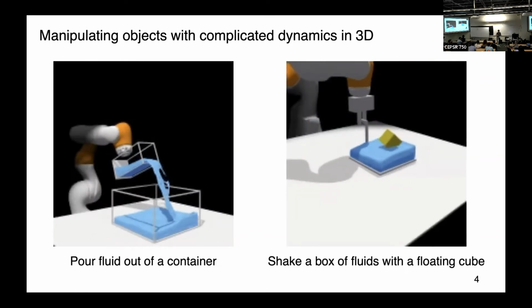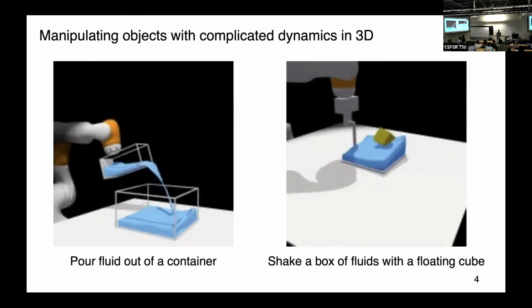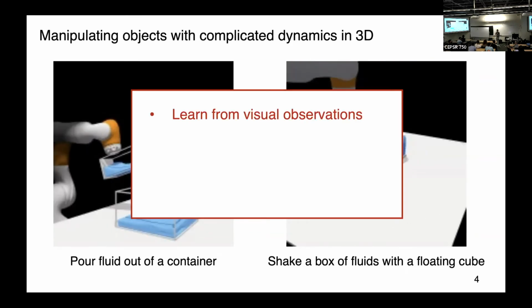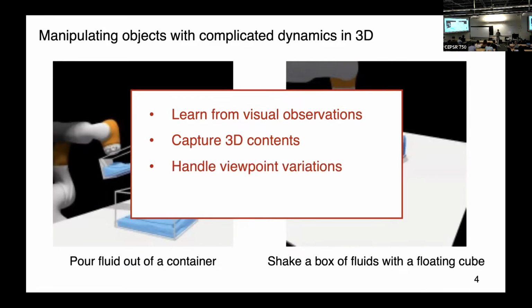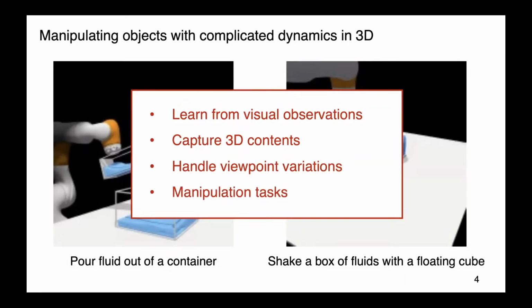Specifically, in this work, we want to ask the question: can we learn representations directly from visual observations that are very good at capturing the 3D contents of the environments and can handle viewpoint variations? And at the same time, the representation would be able to help us accomplish some downstream manipulation tasks.